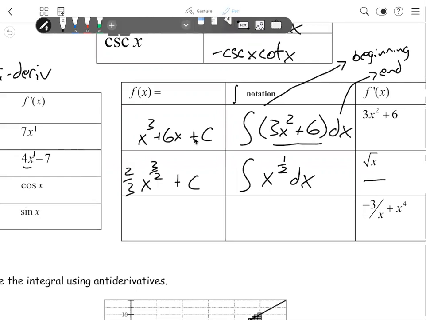I'm going to do one more example and then we are going to stop for the day, but this example is a little tricky. So let me see if you can figure it out. I'm going to write this as the integral of -3 over x plus x to the 4th. And then I need to close it with a dx. So see if you can figure out the value of this integral.